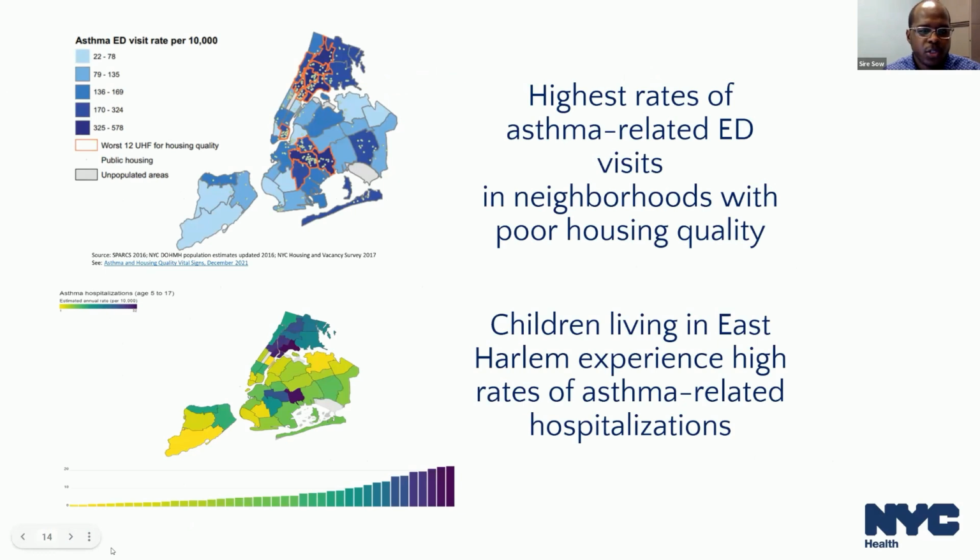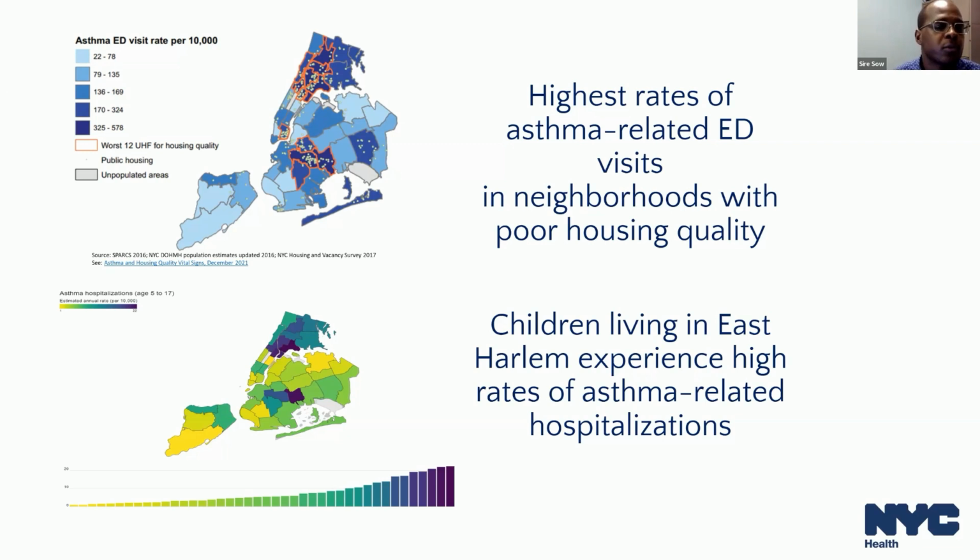What we know also is that the highest rates of asthma-related emergency room visits correlate with neighborhoods that have the worst housing quality. And that should come as no surprise, as we talked about in terms of cockroaches, mold, indoor triggers, which are going to be in the home. This graph map on the left side shows a map of New York City. The areas in darker blue are the areas that have the highest rates of emergency room visits. The areas that are highlighted in red are areas that have the worst housing quality.